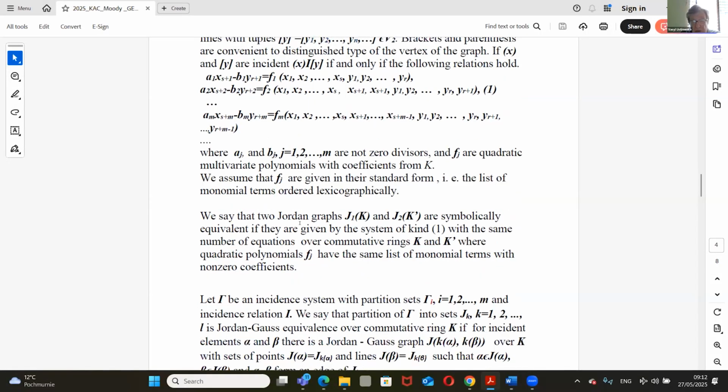We say that two Jordan-Gauss graphs, G1 and G2, over possibly different rings, are symbolically equivalent if they are given by a system of equations of this kind, with the same number of equations, the same parameters n, r, and s, and the quadratic polynomials f_i have the same list of monomial terms. We are taking terms with non-zero coefficients, so it must be the same list. We call this list the symbolic type of the polynomial expression f_i.